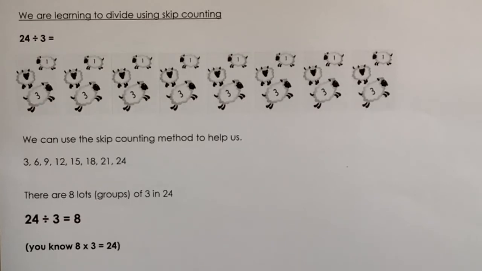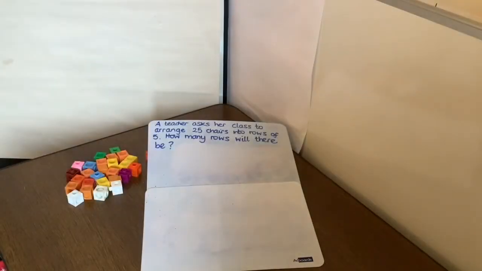So 8 groups of 3 are 24, because you know that 8 multiplied by 3 equals 24. So this might be a really good time just to practice and go back over your skip counting, because that will help you feel more confident when it comes to division, because division is the inverse of multiplication. So we've looked at how skip counting can help us. Now let's look at how we can use our dot paper knowledge to help us.